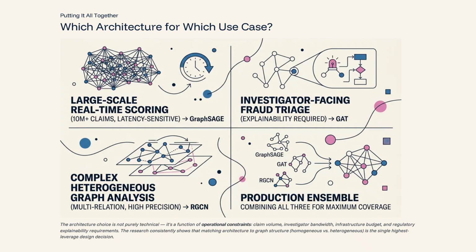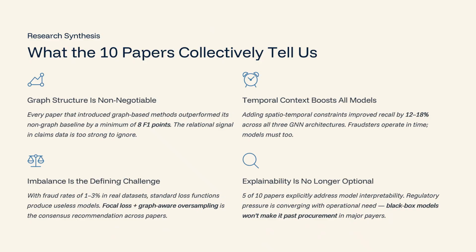So the architectures that we discussed here are not a pure technical choice. It's a function of graph structure, computation budget, investigator bandwidth, and regulatory environment. Whichever matches your requirement, you can go with that. It's not always required that we go with GraphSAGE or RGCN or GAT. It depends on what our requirement is. So I just want to highlight a few points from the models perspective and the graphs perspective. One is the graph structure, which is non-negotiable.